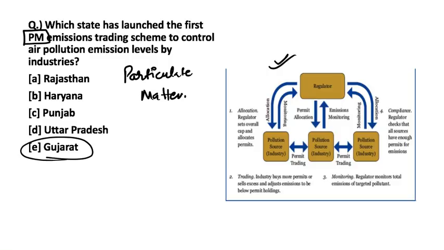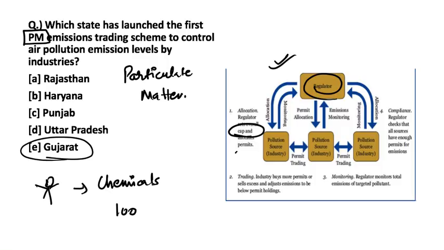This chart explains very simply exactly how it is going to work. At the top, we will have a regulator. The regulator will be in touch with different industries which are polluting the environment to a certain extent. Now, it will create an overall cap for different industries. Let's say I am a businessman, and the company that I have is a chemical company. The cap that has been allocated to me is, let's say, 100 million tons of CO2 every year. I'm just making it up, just for an example's sake.